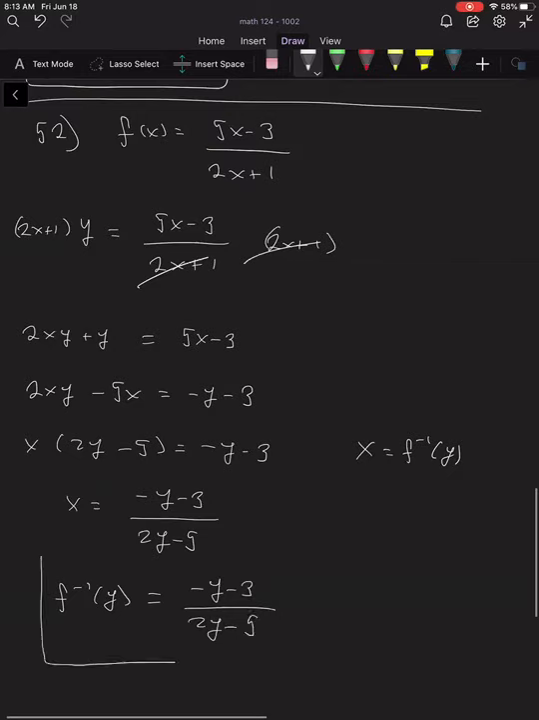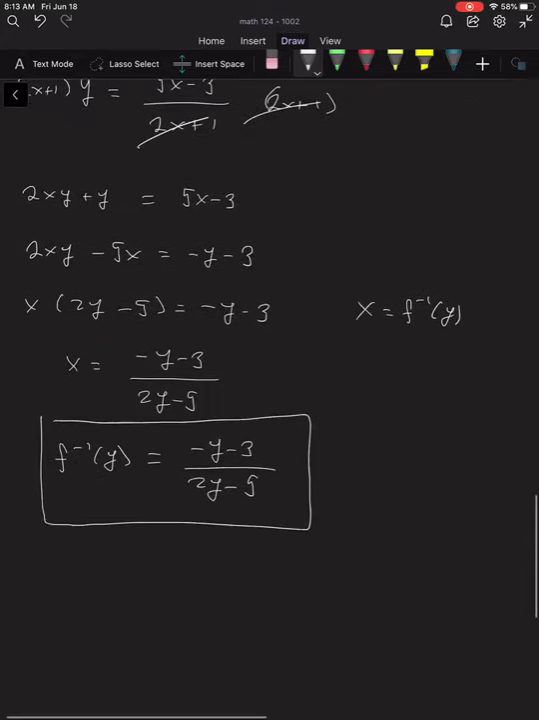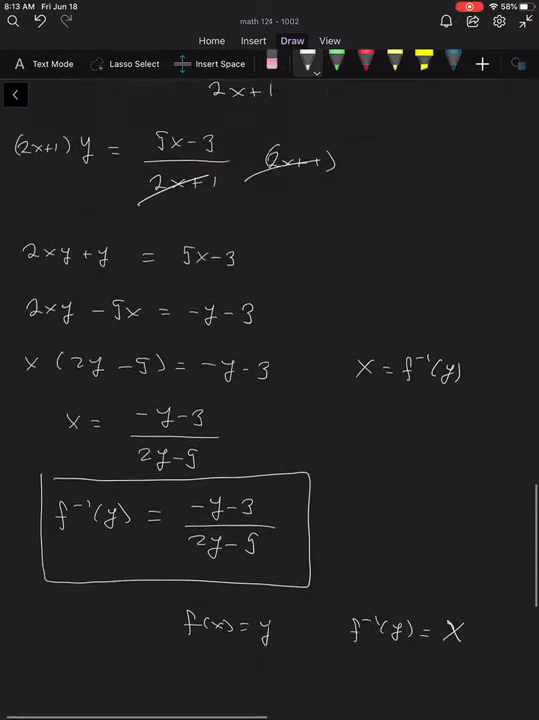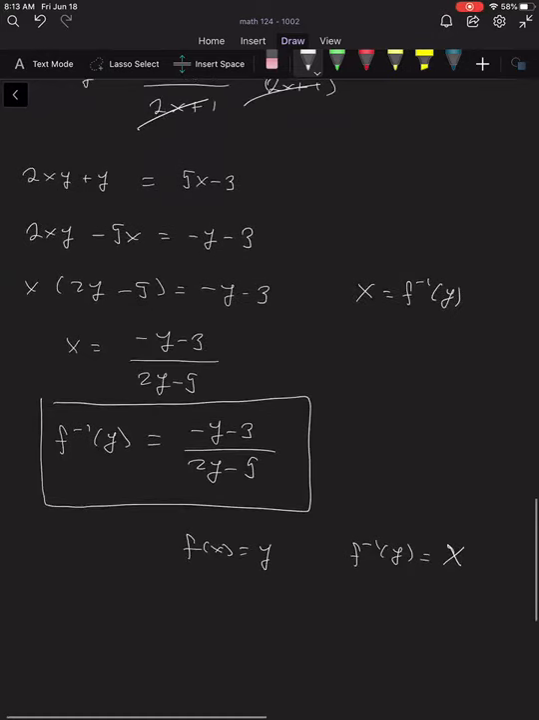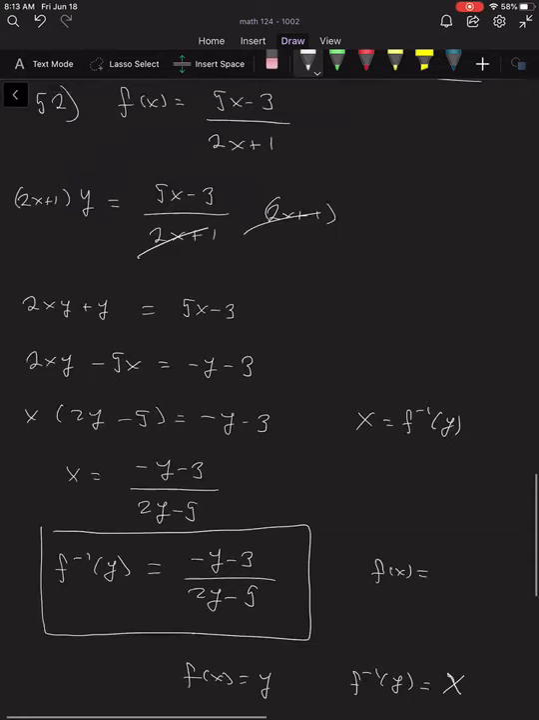So again, we made that comment before where we have this relation. If f of x is equal to y, then f inverse of y is equal to x. So look at this problem up here. We've given that f of x, let's just write it down again. f of x was equal to 5x minus 3 all over 2x plus 1.